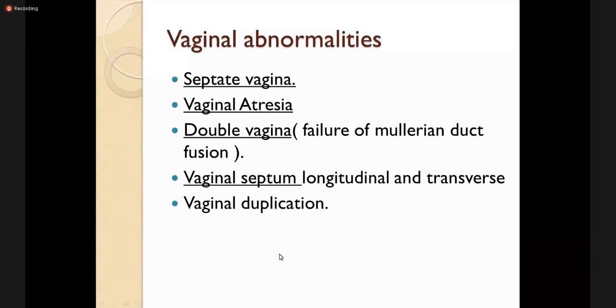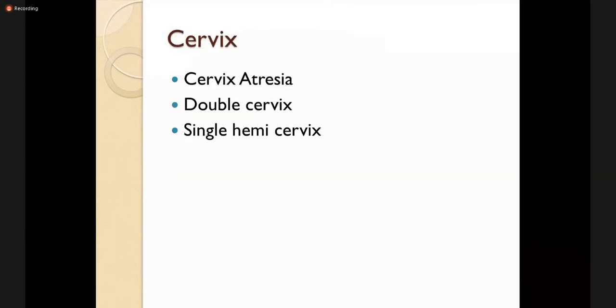These were the vaginal abnormalities we covered after vulval abnormalities. We are covering them briefly because we just have to know the main anatomical description of the abnormalities, how they look, and what complications are associated with each. In the cervical area of the reproductive tract, the cervix can be atretic. There can be a double cervix, and a single hemi cervix can be there. This single hemi cervix can result in increased chances of miscarriages.